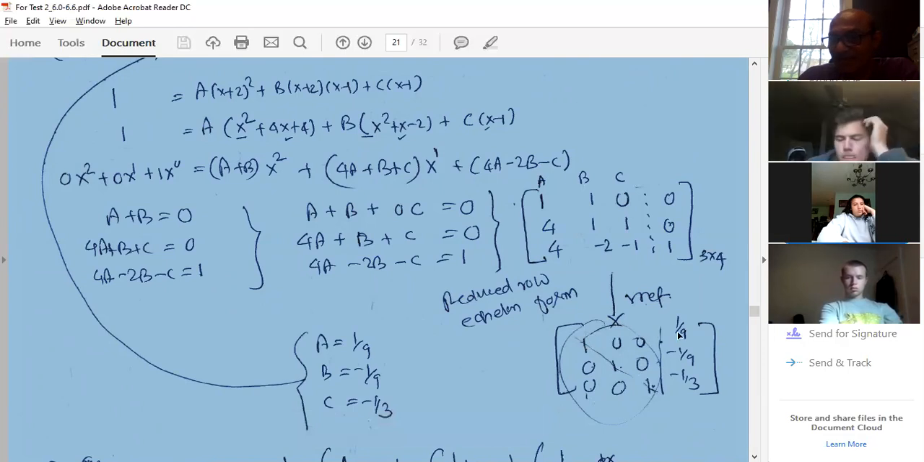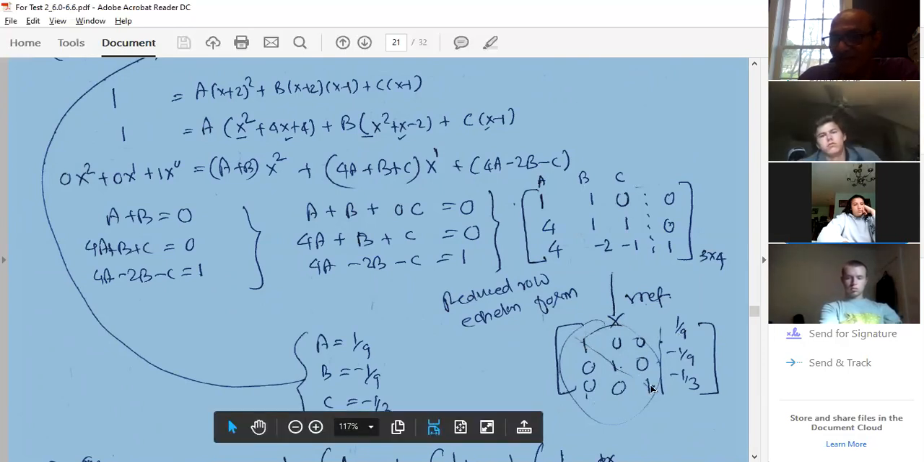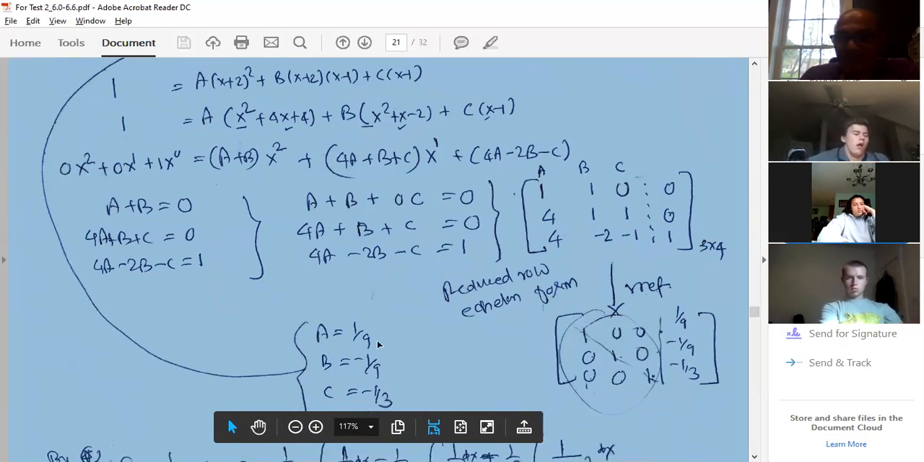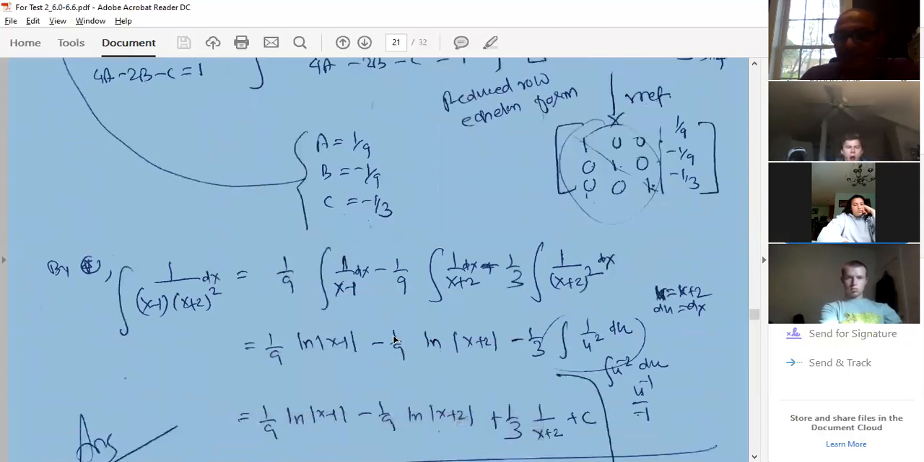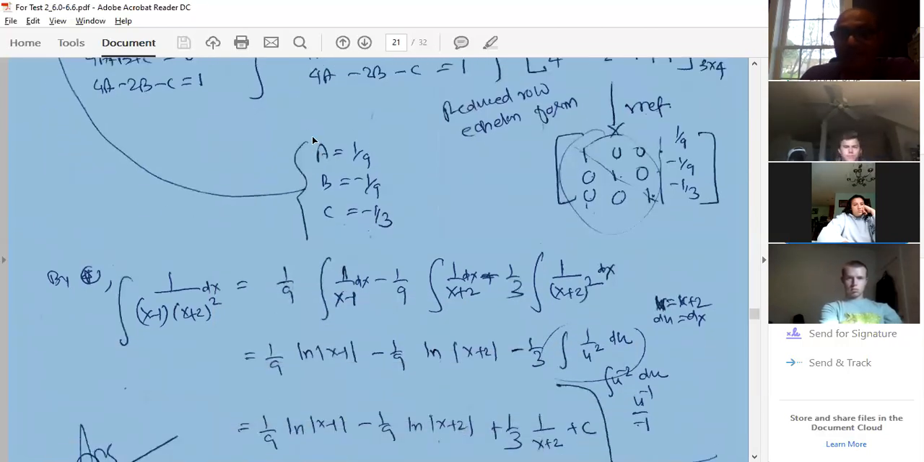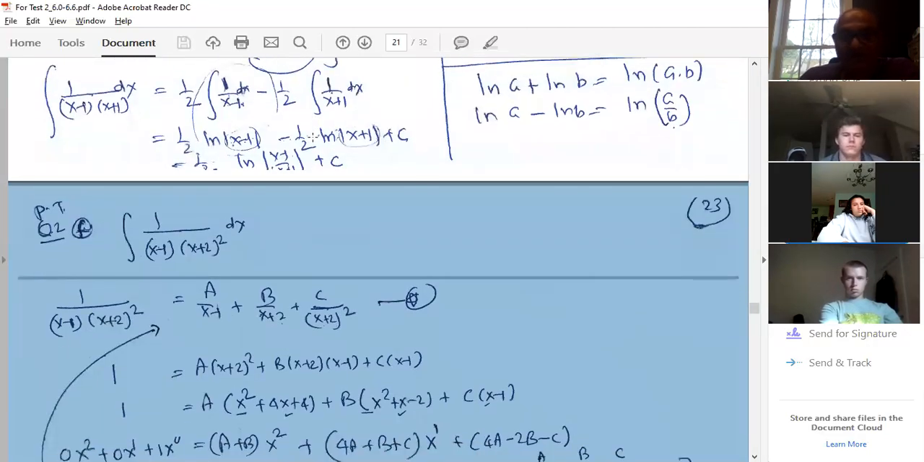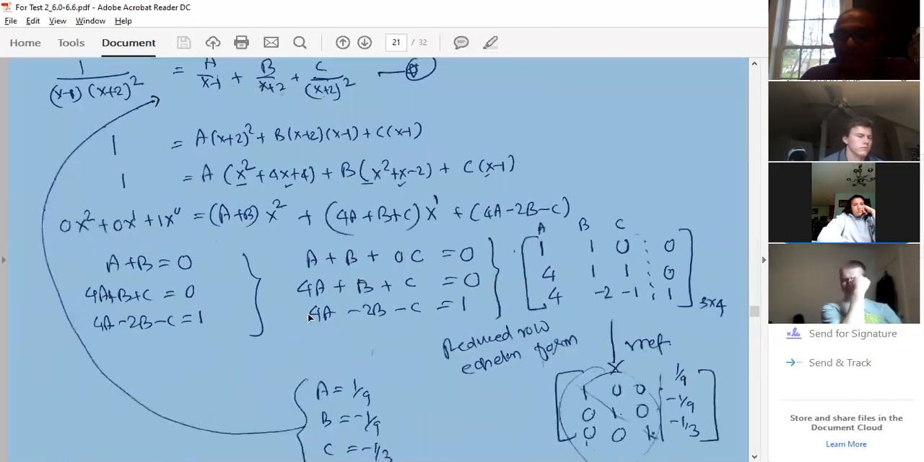That means my A equal to 1 by 9, B equal to negative 1 by 9, C equal to negative 1 by 3. Plug these values in your assumptions of A, B, and C, whatever you have assumed over here in your star equation. Take your constant, just pull it out, because all our constants, just pull it out, and then go for the integration. Integration of this term, this term, and this term. And you end up with this one.